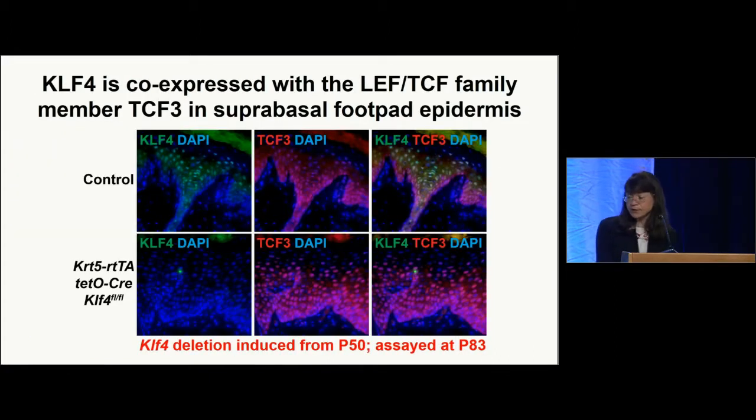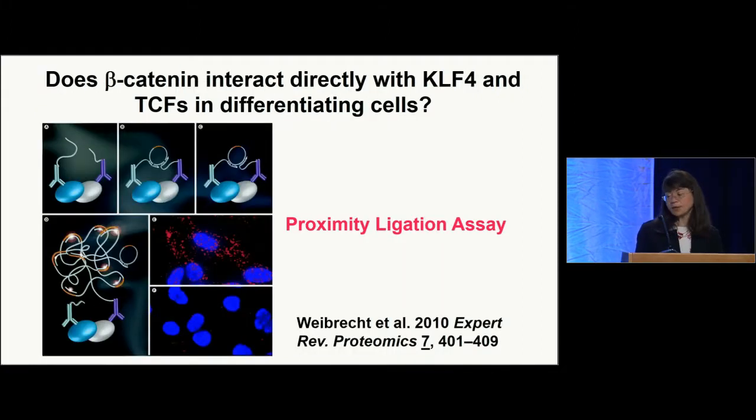We also found that LEF1 is not expressed at all in foot pad epidermis, unlike in the tongue and in dorsal skin, for instance. However, another LEF TCF family member, TCF3, is expressed in both basal and differentiating suprabasal cells and overlaps in the suprabasal cells with KLF4. So we then wanted to know whether beta-catenin actually interacts directly with KLF4 and TCFs in differentiating cells.